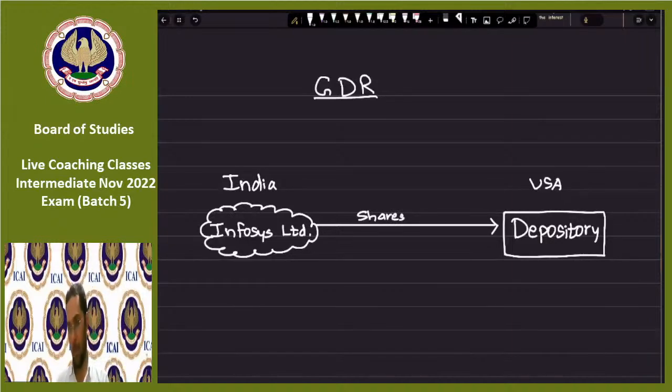Yeah, depository. Do you guys know what is the meaning of depository? Yes or no?